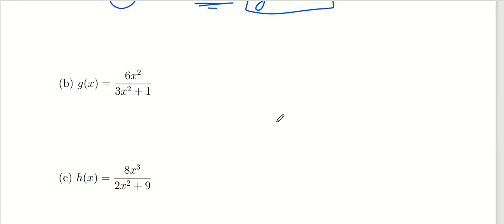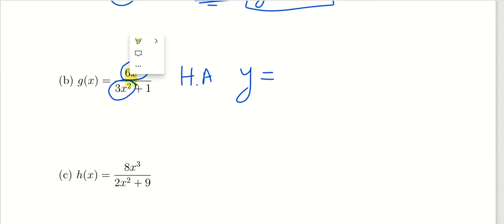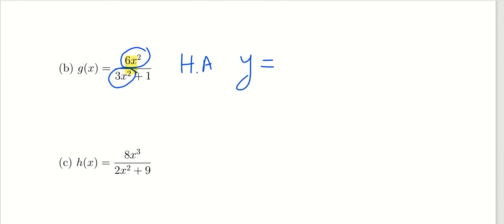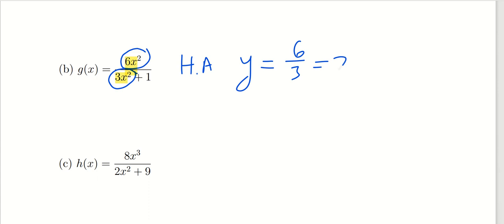Let's take a look at part B. Same thing too, you need to begin by identifying the highest power in the numerator and the highest power in the denominator. For g of x, notice that they both have the same highest power. That means that the asymptote is going to be the ratio of their leading coefficients. The leading coefficient up top is 6. The leading coefficient on the bottom is 3. So it's going to be 6 over 3, which is 2. So our horizontal asymptote for g would be y equals 2.